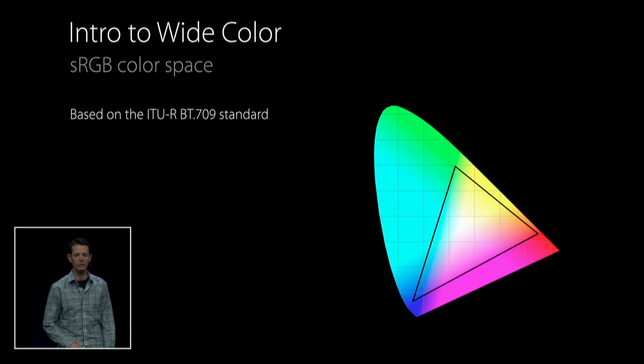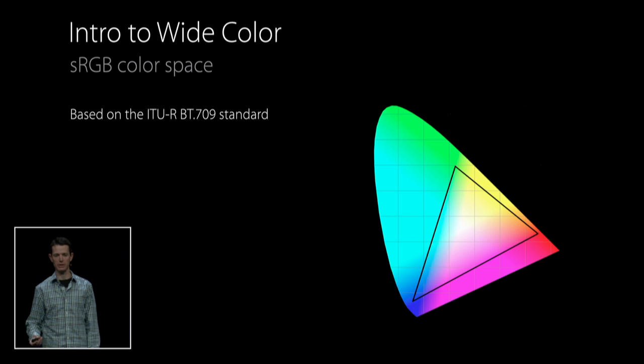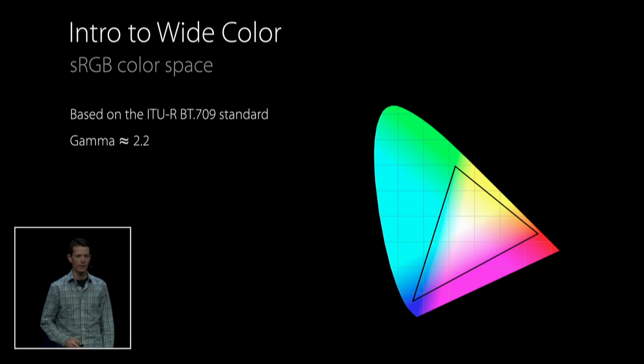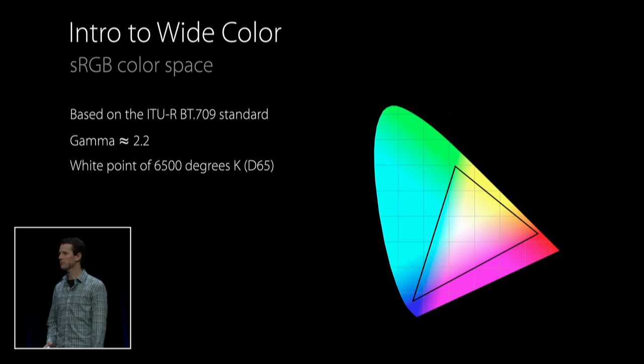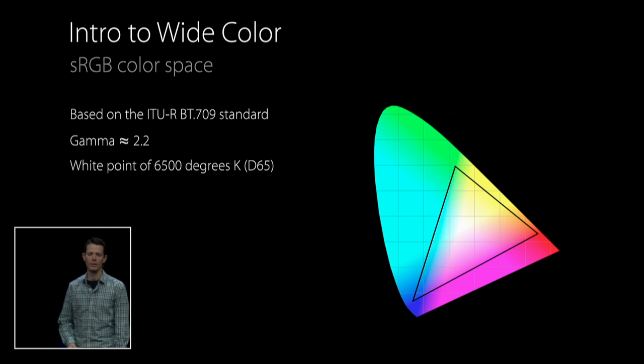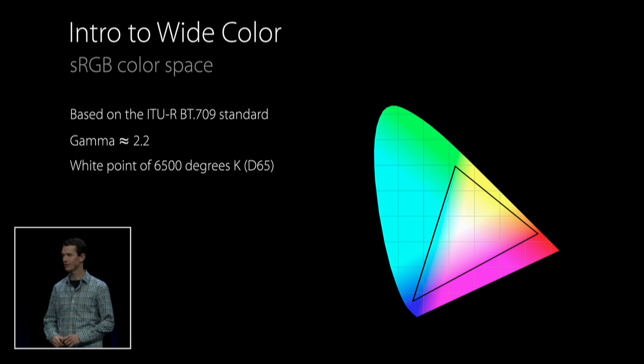The most common color space used in computer displays is sRGB. The S stands for standard, so standard RGB. It's based on an international spec, ITU 709. It has a gamma of roughly 2.2 and a white point of 6,500 degrees Kelvin. sRGB does a really good job of representing many common colors like faces, sky, grass, but there are many colors that sRGB does not reproduce very well. For instance, more than 40% of pro football jerseys are outside of the sRGB gamut. Who knew?